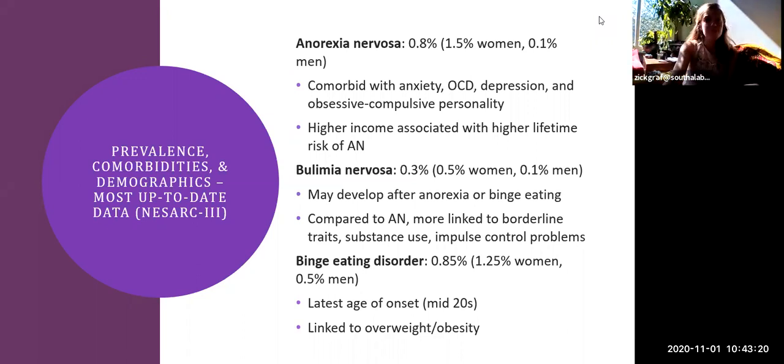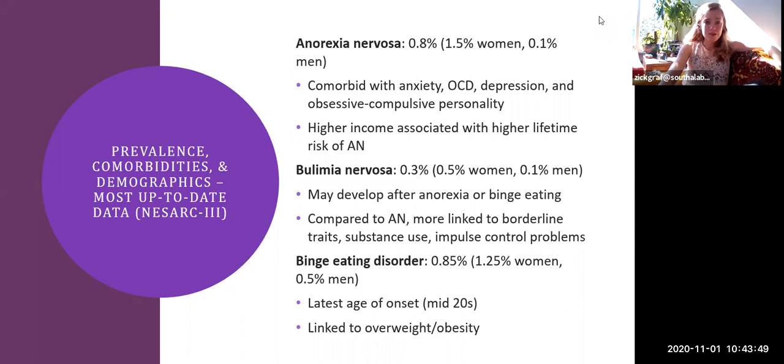Anorexia nervosa is very highly comorbid with anxiety, depression, OCD, and obsessive compulsive personality disorder. Again, because of that perfectionistic, single-minded, goal-oriented, pleasure-denying temperament that helps someone become anorexic. In the United States, having a higher income is actually associated with higher lifetime risk of anorexia nervosa. So remember that statistic when later we talk about the relationship between social class and eating disorders.